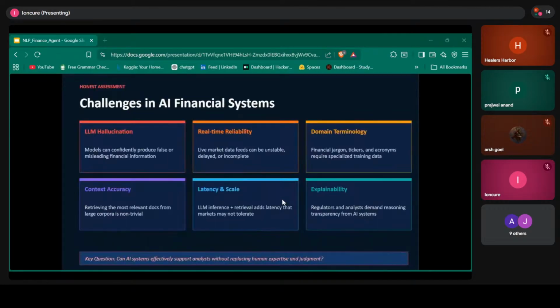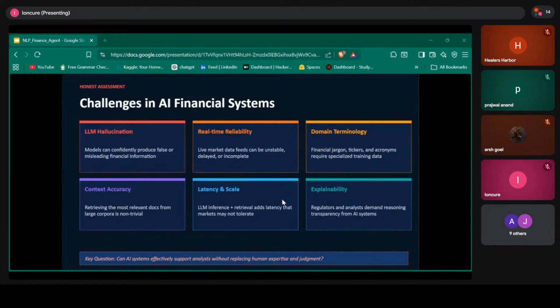So I want to be honest about the challenges, because they are real and they are important. The most significant is hallucination. LLMs can generate plausible-sounding but factually incorrect financial information. In a domain like this, where bad information can lead to bad decisions, that's a serious risk. So that's precisely why RAG is so important.